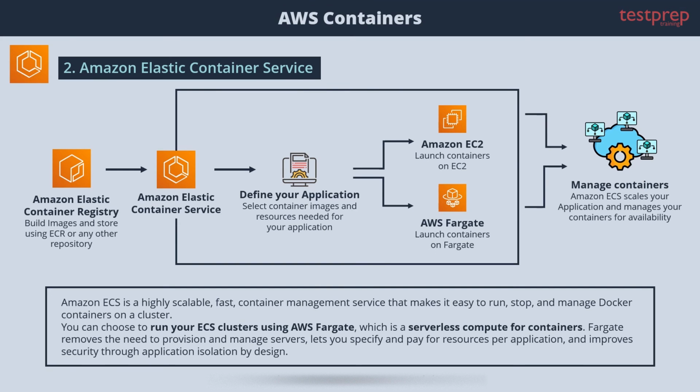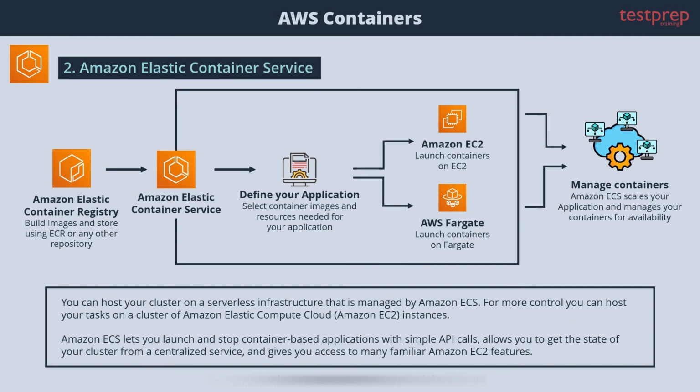It lets you specify and pay for resources per application, and improves security through application isolation by design. You can host your cluster on a serverless infrastructure that is managed by Amazon ECS. For more control, you can host your tasks on a cluster of Amazon Elastic Compute Cloud instances. Amazon ECS lets you launch and stop container-based applications with simple API calls, allows you to get the state of your cluster from a centralized service, and gives you access to many familiar Elastic Compute Cloud features.